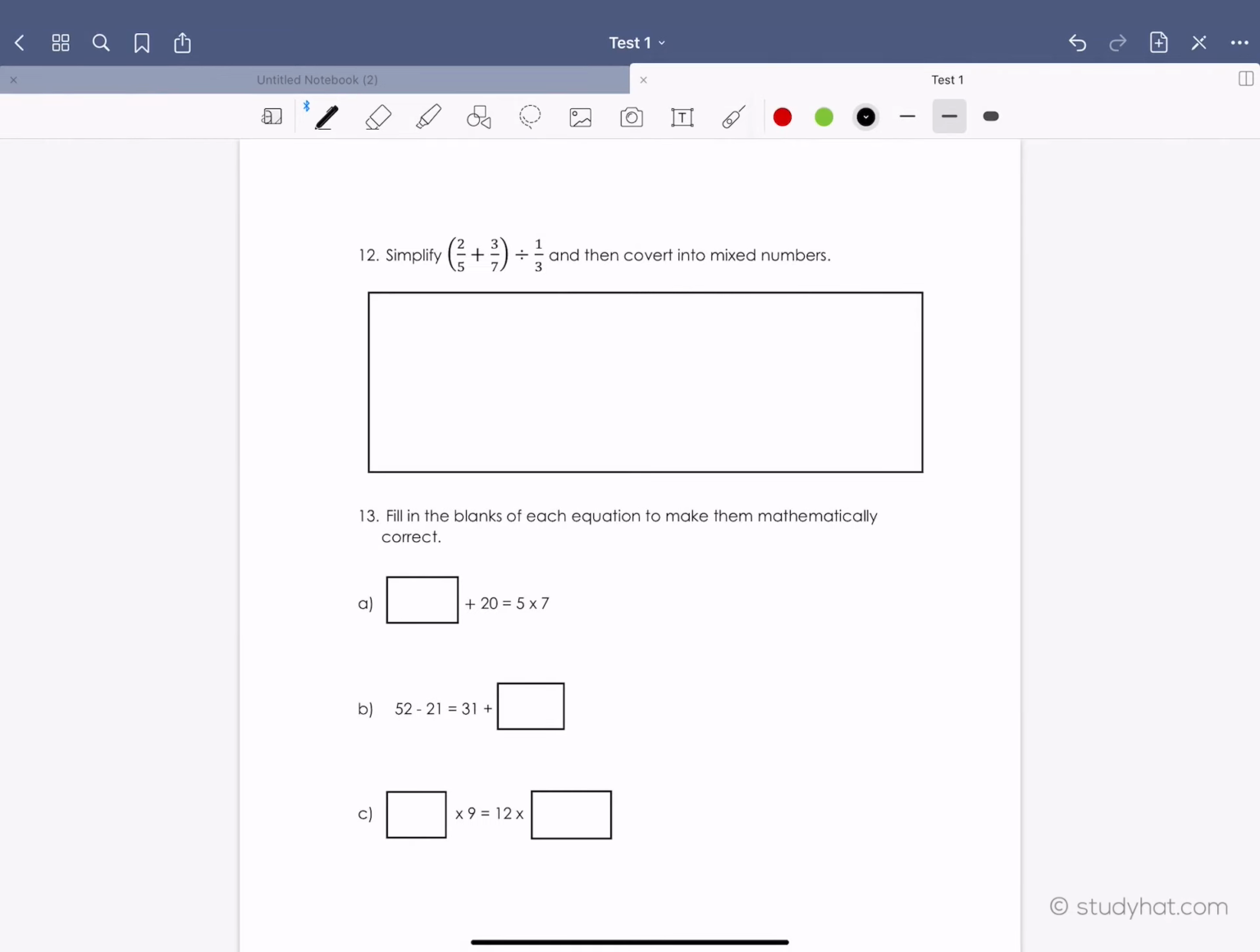Okay, 12. Simplify this. So first of all, we must start with the brackets. We need to get these over a common denominator. Common denominator for 5 and 7 will be 35. Whatever you do to the top, you do to the bottom. So to get from 5 to 35, I multiply by 7. So I must multiply 2 times 7. Similarly, for the 7, I multiply by 5. So I must multiply the 3 by 5. So I've got 14/35 plus 15/35. Now I can just add the top.